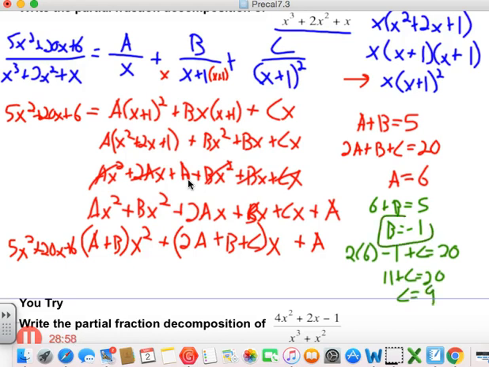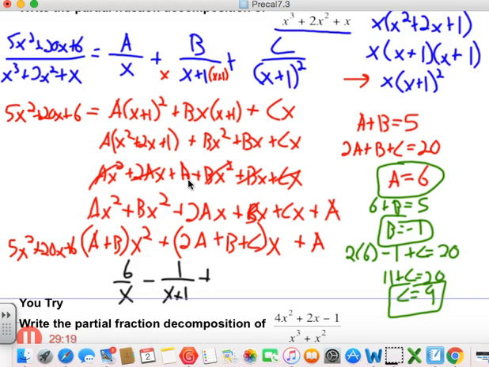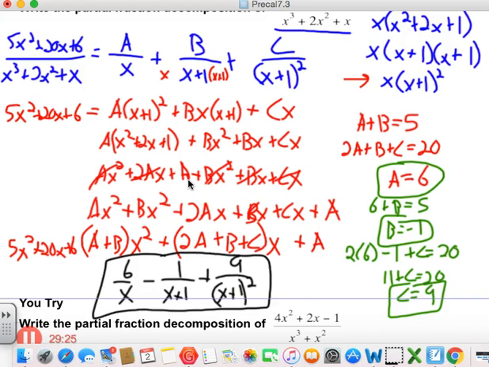Okay, so now we know b, we know a, and we know c. So we can write our partial fraction. So now we've got to go back and plug them into our partial fraction, a over x, right? A is 6, so our answer is going to be 6 over x. And then plus b, b is -1, so -1 over x plus 1. And then c is 9, so plus 9 over x plus 1 squared. So there's our answer of partial fractions for that problem.